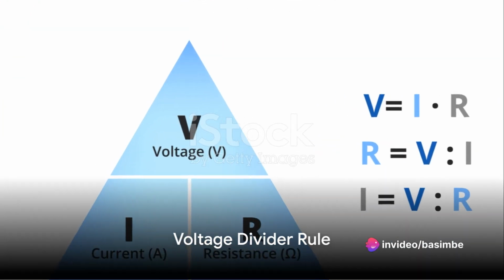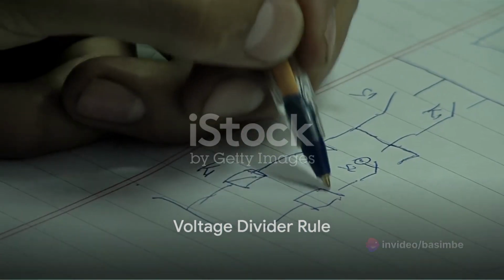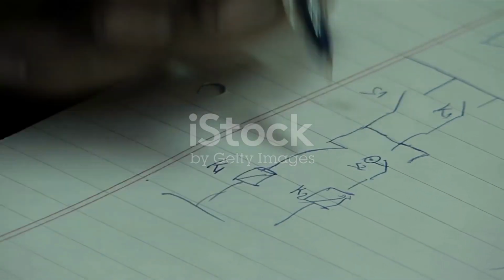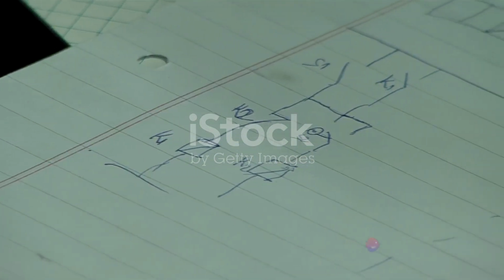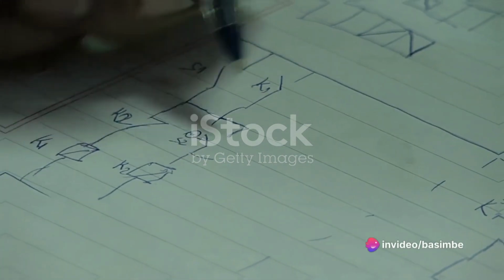This brings us to the voltage divider rule. In a series circuit, voltage divides among the resistors in proportion to their resistances. The higher the resistance, the more voltage it drops.